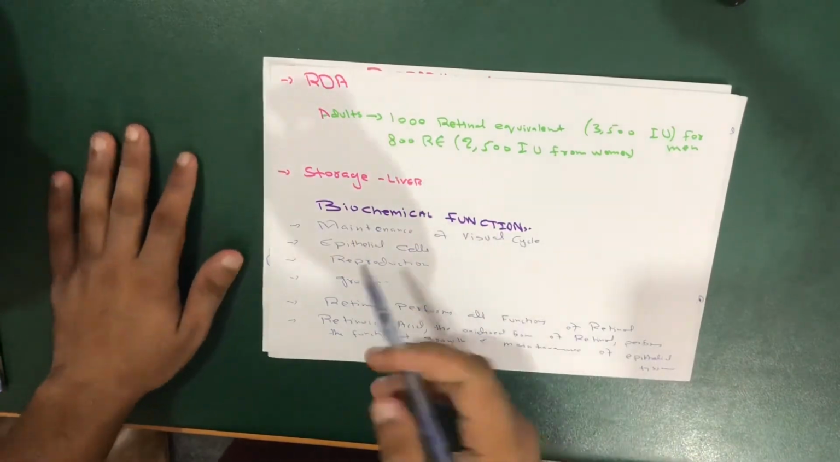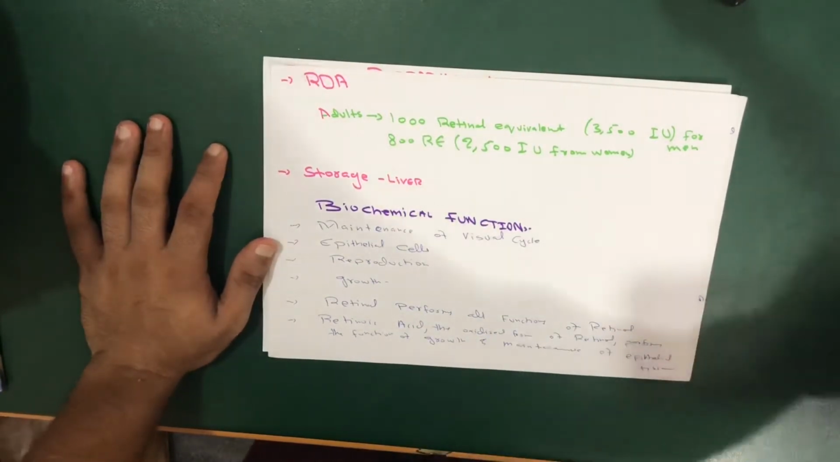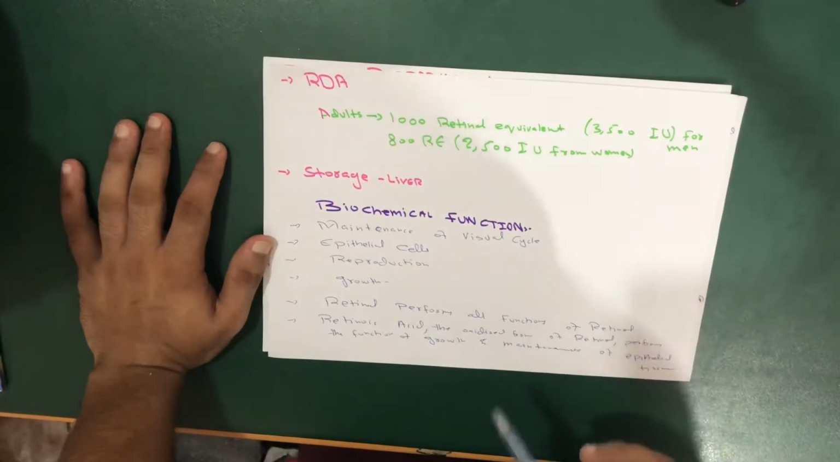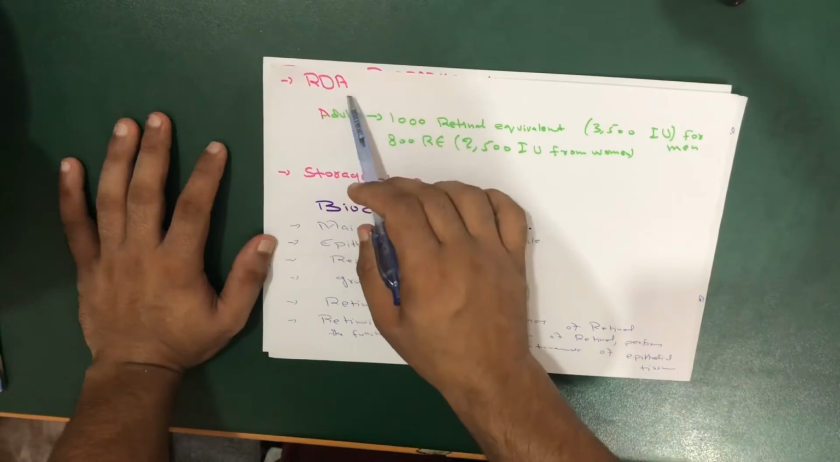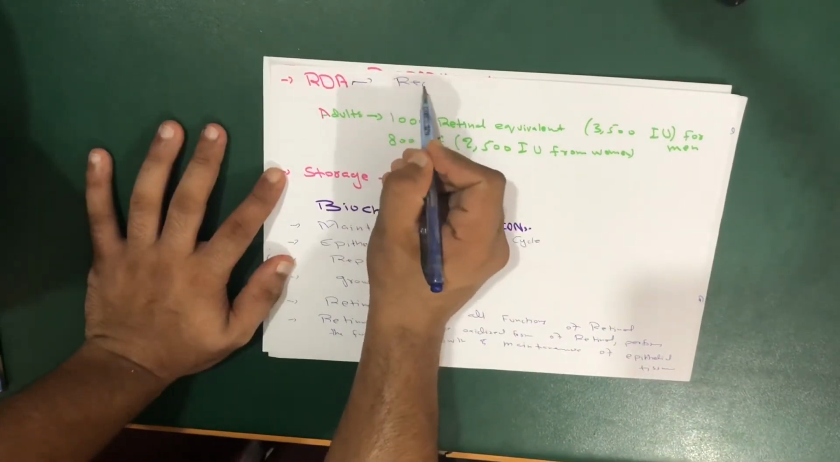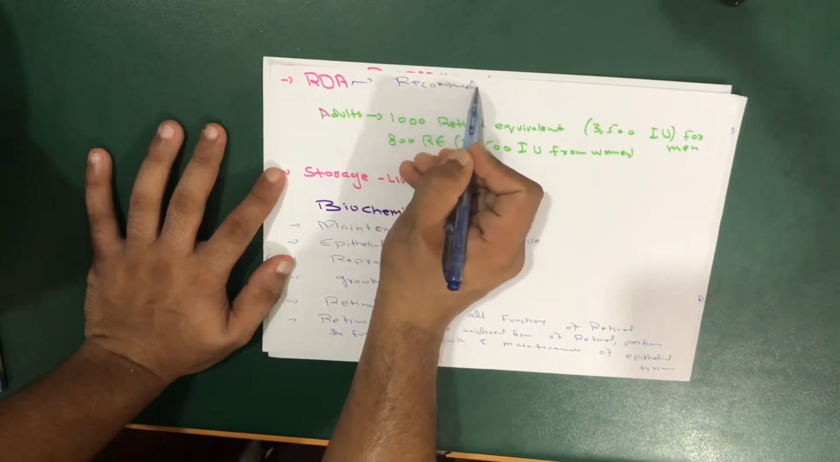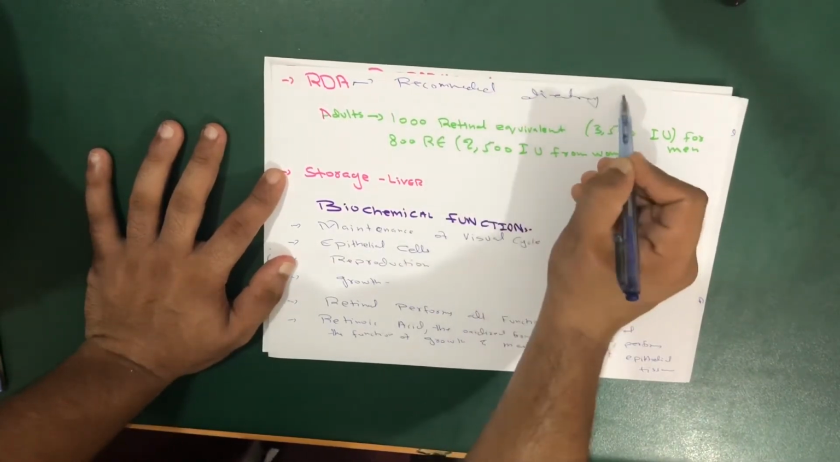Now let's talk about this one, RDA, which is called the recommended dietary allowance. So what is an RDA? Full form, it's a recommended dietary allowance.